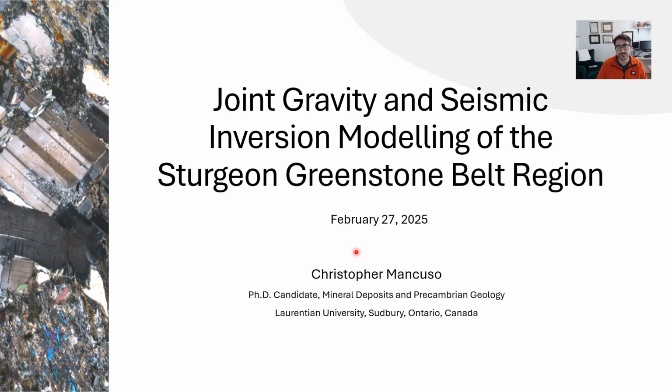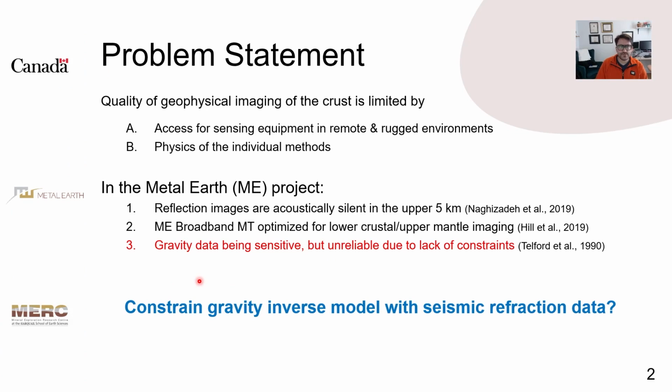This talk is about a specific method called joint inversion. It's a joint inversion of gravity and seismic information that we're going to be doing to resolve the region around the Sturgeon Greenstone belt in the western Wabigoon area. So the impetus to do this lies in the inherent limitations of geophysical inversion methods on their own.